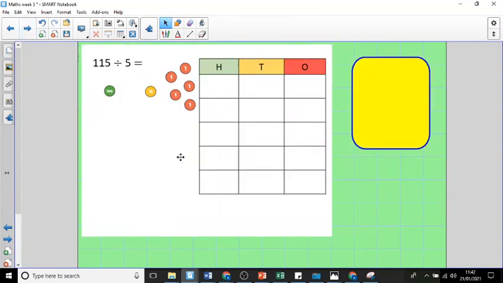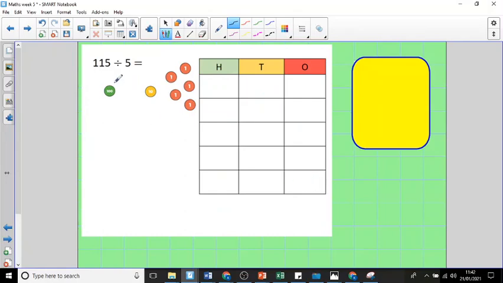Okay then, so if we had 115 divided by 5, I'm just going to pause this here. I'm wondering if you could have a little go at this one. So pause it, think about using a part whole model or counters, and then come back and we will go through it. Okay then, so there was only 100 and I can't put 100 into 5 groups because there's only one of them.